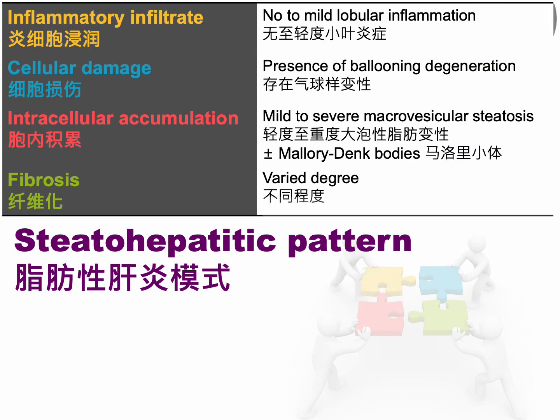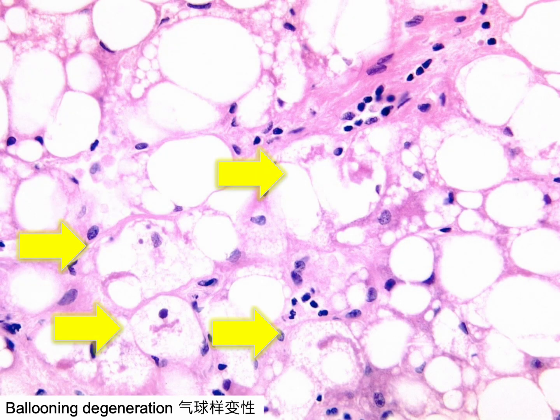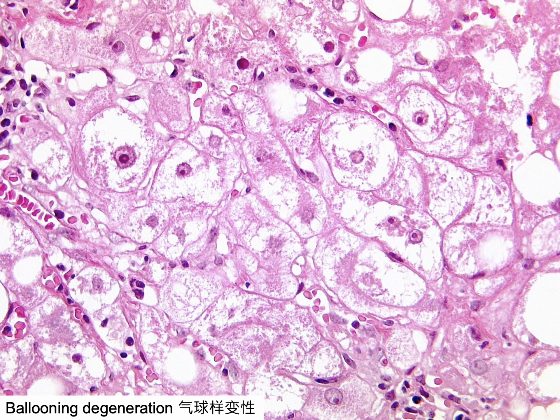Compared to the steatotic pattern, the steatohepatic pattern is characterized by the presence of ballooning degeneration. Mallory-Denk bodies are often found in these ballooned hepatocytes. Ballooning degeneration is characterized by cellular swelling of the hepatocyte, rarefaction of its cytoplasm, and the presence of clumped strands of intermediate filaments. It is the histological hallmark of steatohepatitis. Another example shows prominent ballooning degeneration.